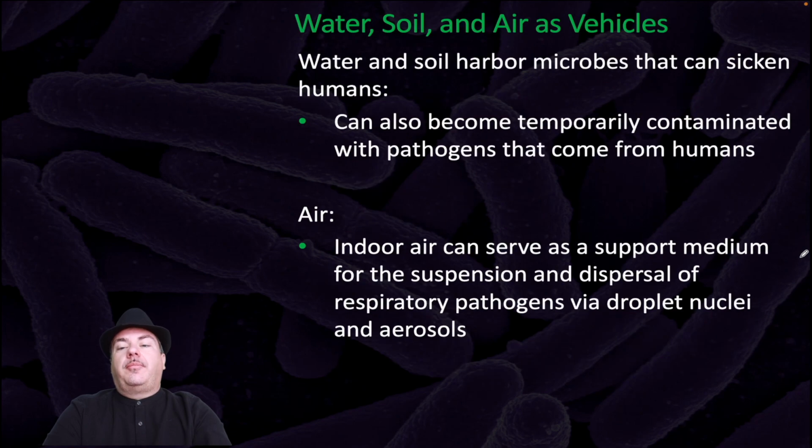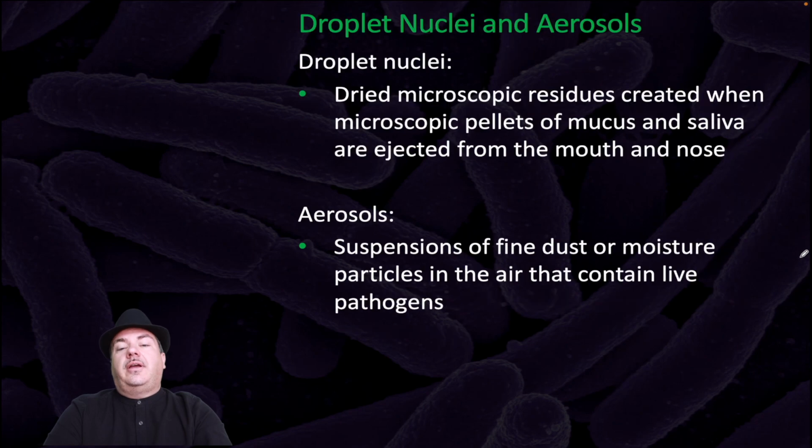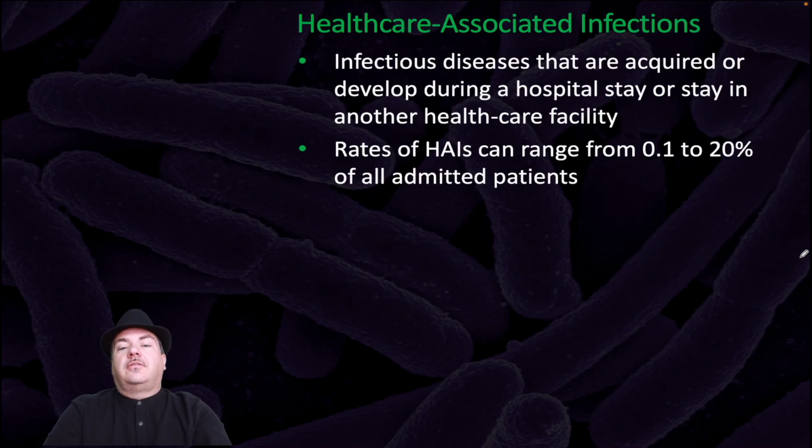Water and soil can harbor microbes that can sicken humans. They can also become temporarily contaminated with pathogens that come from humans. Indoor air can serve as a support medium for the suspension and dispersal of respiratory pathogens via droplet nuclei and aerosols. Droplet nuclei are dried, microscopic residues created when microscopic pellets of mucus and saliva are ejected from the mouth and nose. Aerosols are suspensions of fine dust or moisture particles in the air that contain live pathogens.